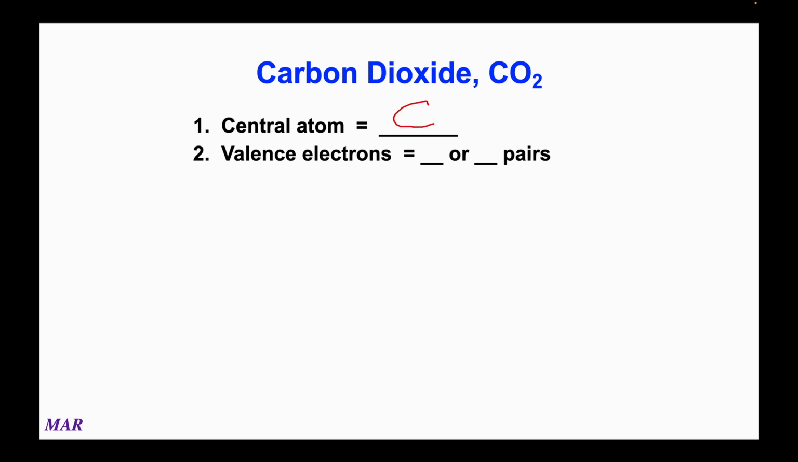Valence electrons. Carbon is in group 4, so 4 valence electrons. Oxygen is in group 6, 6 valence electrons, and 6 times 2. So 4 from carbon plus 6 times 2, 12 from oxygen, means this thing has a total of 16 valence electrons. But we'll almost always divide them by 2 to find how many pairs there are. 16 divided by 2 would be 8 pairs of electrons.